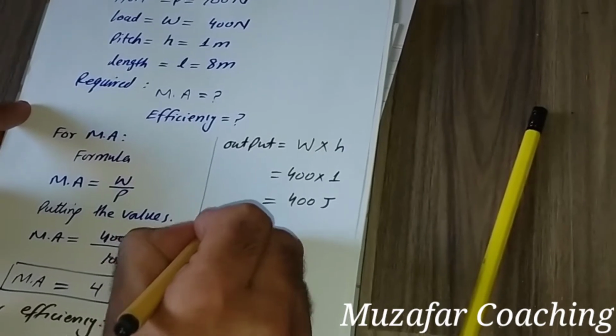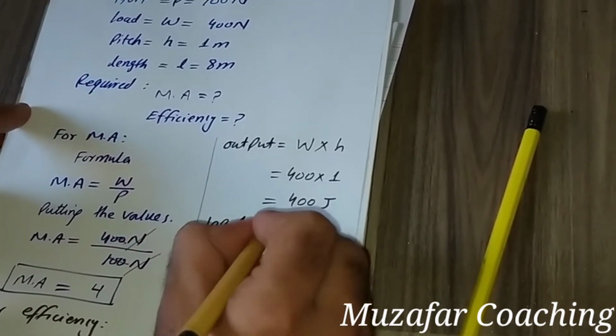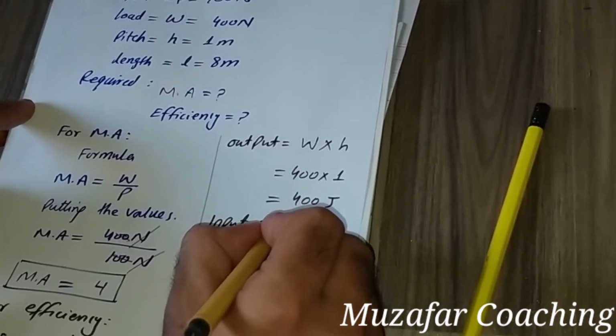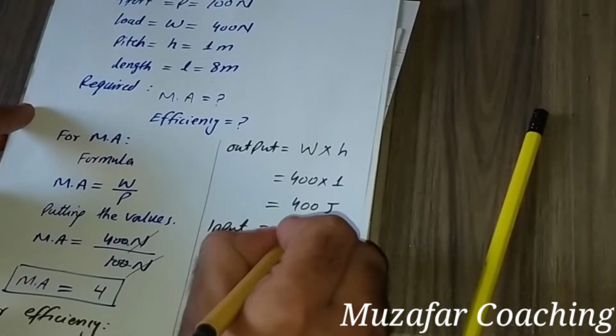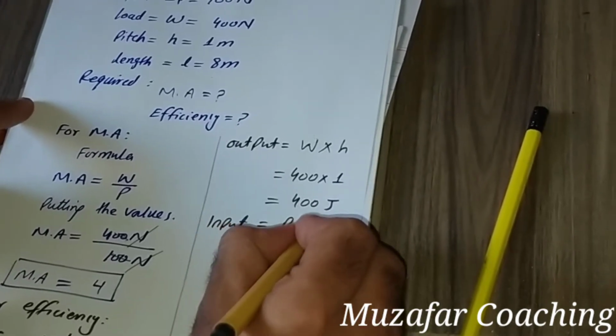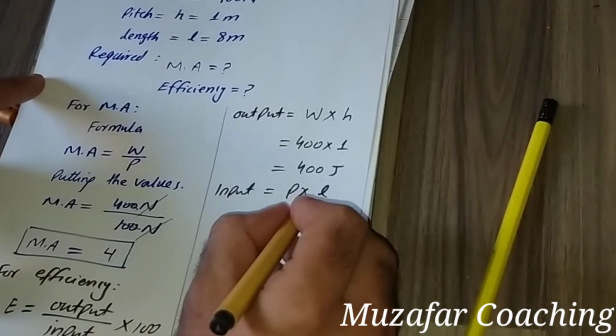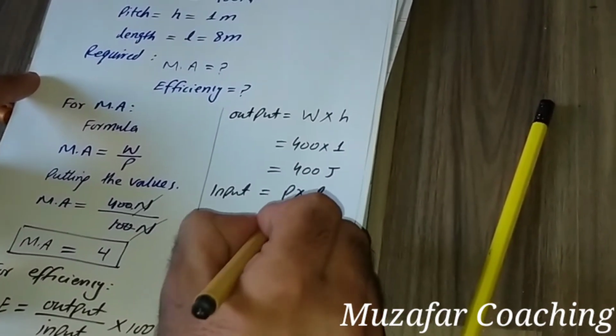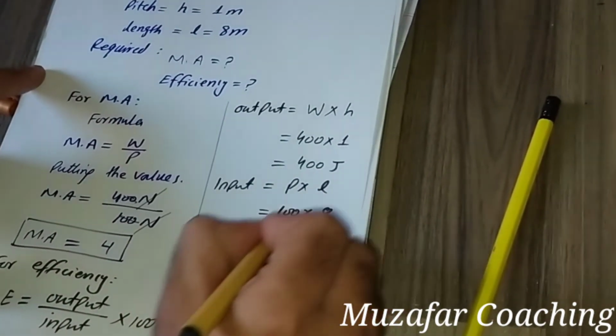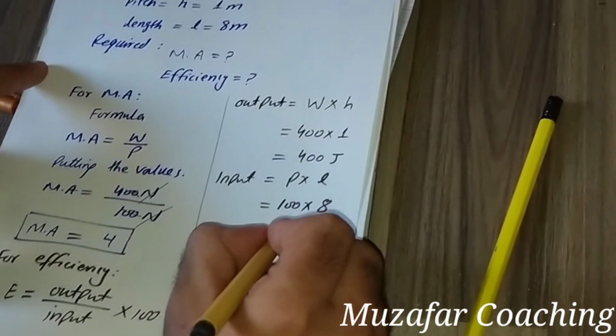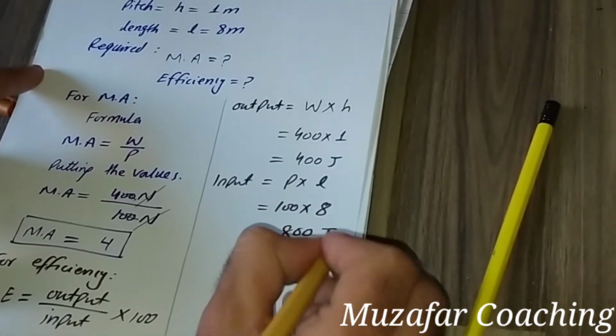Now we will find the input. To find the input we use the formula P multiplied by L, both are given. P is 100 and L is 8. After solving this we get the value, that is 800 joules.